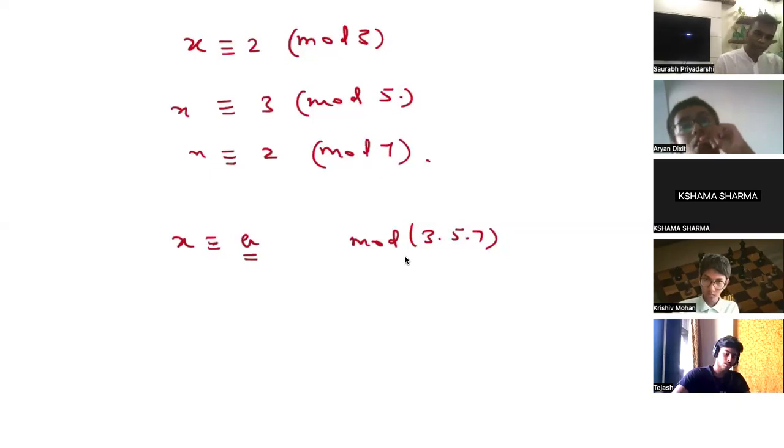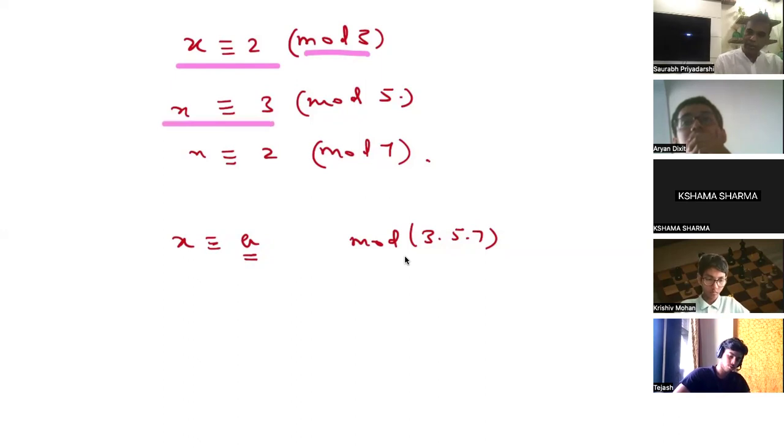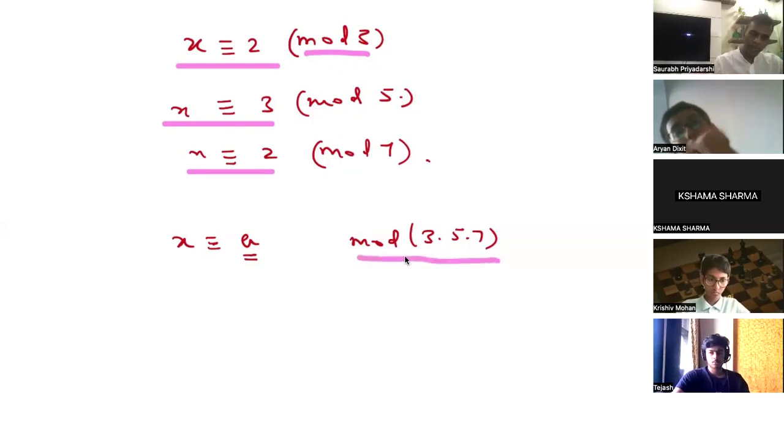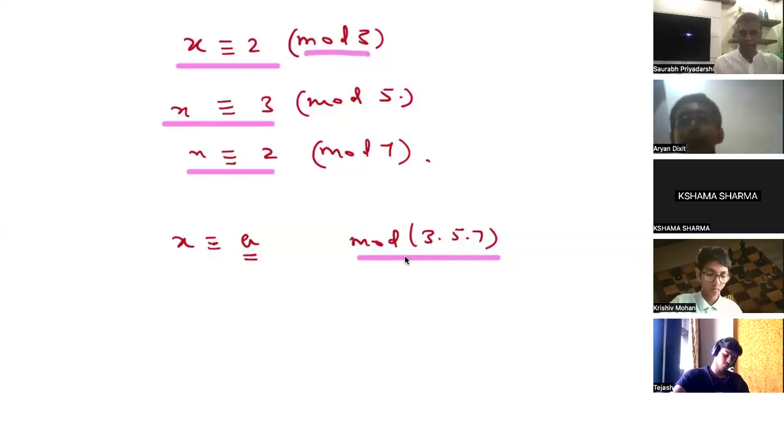What is our requirement in this question? It is given x when divided by 3 leaves the remainder 2, x divided by 5 leaves the remainder 3, and x divided by 7 leaves the remainder 2. I have to find what remainder we are getting when this is divided by 3 into 5 into 7, which means dividing by 105.